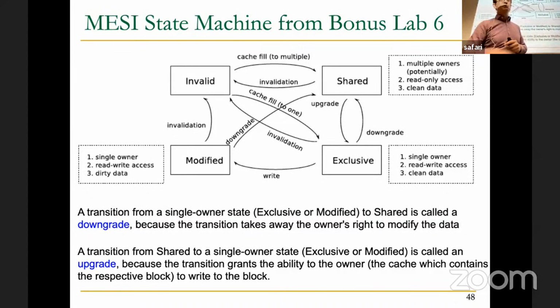I'm not going to cover this, but maybe I will just mention some terminology. Exclusive and modified are single owner states, if you think about it. This is exclusive clean, and this is exclusive modified. A transition from a single owner state is called a downgrade, basically. Whenever you're transitioning from modified or exclusive to some other state, you're downgrading your permissions. You have fewer permissions on the cache block at that point, because either you're invalid or you're shared, and you cannot write to the block without doing something special. A transition from the shared state to a single owner state, either exclusive or modified, is called an upgrade, because the transition grants the owner the ability to write to the block, essentially.